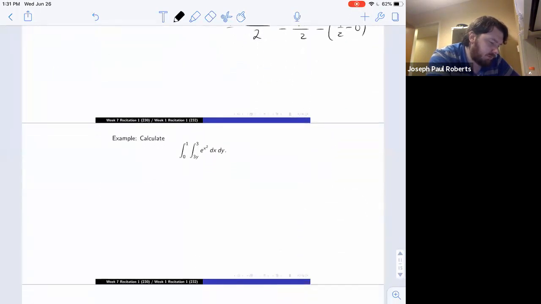Okay, so one last example. Calculate the integral from 0 to 1, from 3y to 3, of e to the x squared dx dy.